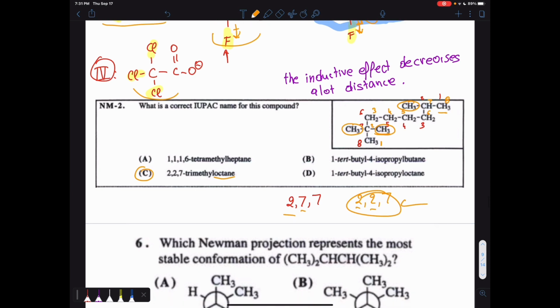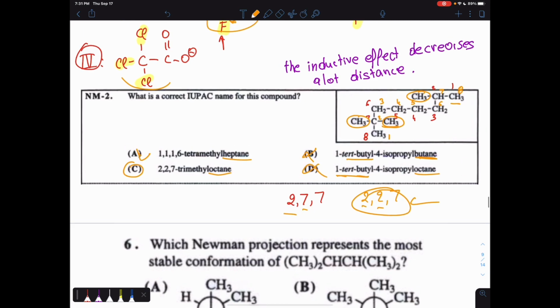The other ones are wrong. Like this one is saying tert-butyl, but they're taking butane as the main chain, right? So that's immediately wrong because they're not taking the longest chain. This one is saying it's a 1 tert-butyl. This is not even correct because it has an octane, but it also has a tert-butyl. So that's also automatically wrong. And this one also doesn't have the longest carbon chain, so that makes it wrong. And this one makes it wrong too.